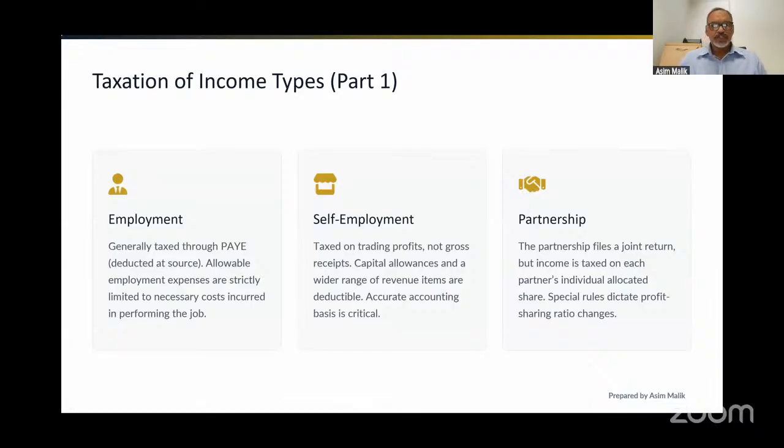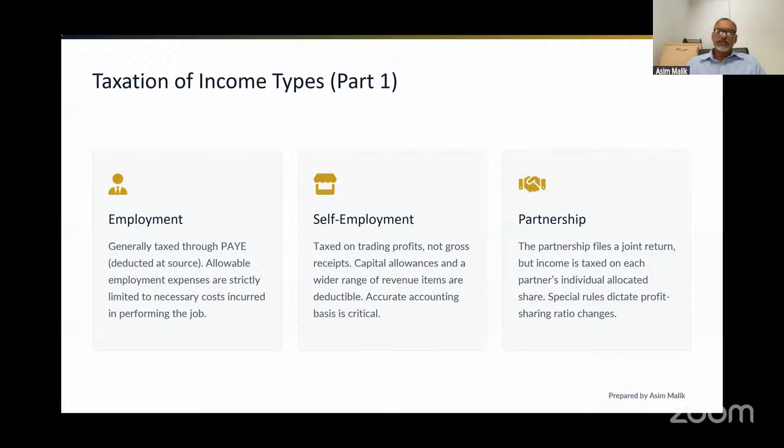Now, that brings us to types of incomes. Broadly speaking, taxation is imposed on direct income: employment income, self-employment income, partnership income. Partnership is a bit complicated in a way that it's the partnership which calculates the share of income and allocation among the partners, but the partnership is not paying tax.